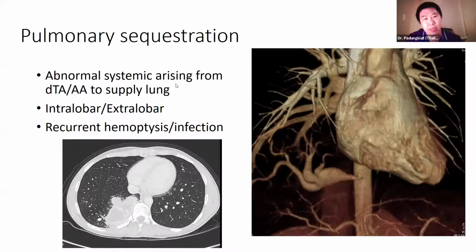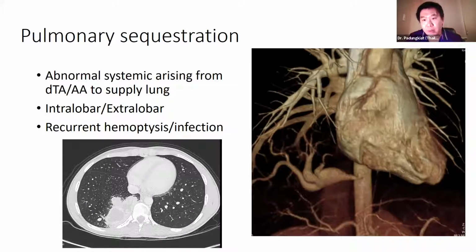So this is one of the things that you may see in your career, that a systemic artery comes off and supplies the lobe itself. It's called pulmonary sequestration. It can come off from the thoracic aorta, about 70%, and the rest comes off from the abdominal aorta, and a few percent come from both of them. It's intralobar and extralobar. A patient can present with recurrent hemoptysis and infection.